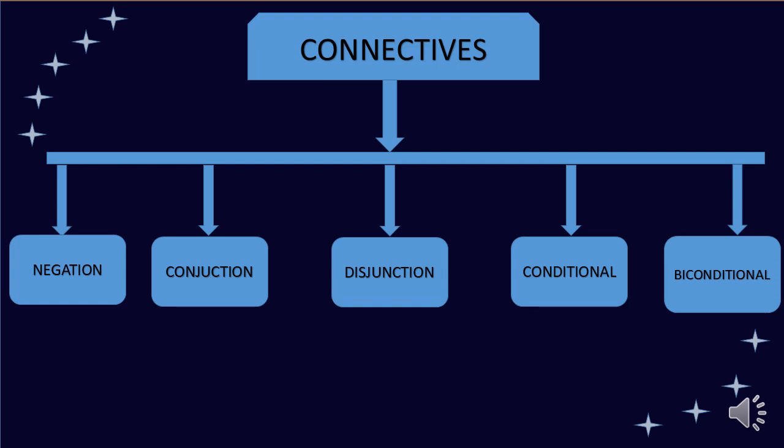The first one is negation, the second one is conjunction, the third one is disjunction, the fourth one is conditional, the fifth one is biconditional.